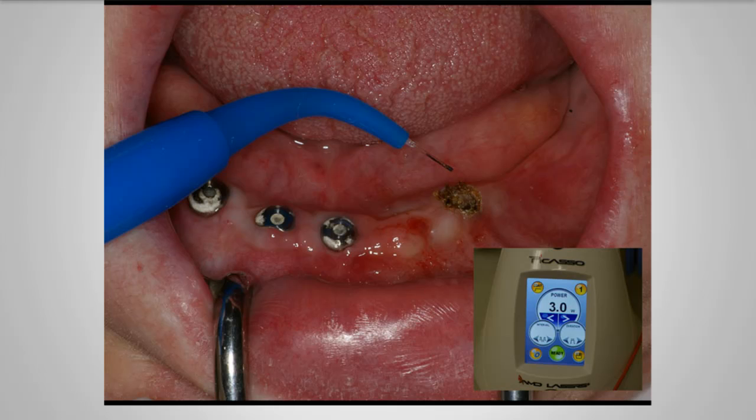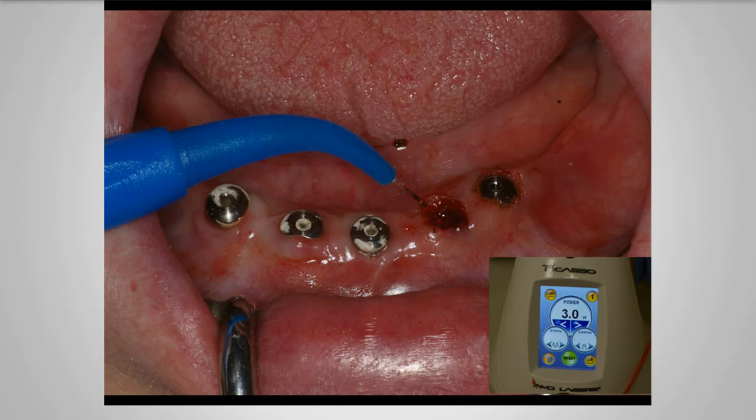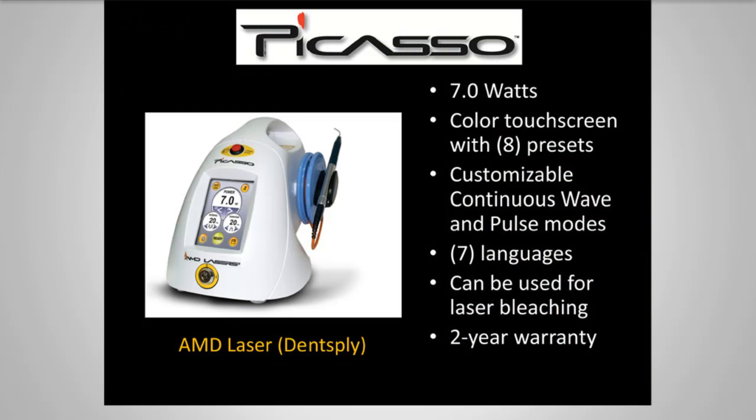And utilizing this laser, we atraumatically removed the gingival tissue that was covering these 2 implants. We started first from the most distal implant. We exposed that entirely, and then we moved on to the implant that was slightly more mesial. And again, using the AMD laser, the Picasso, we went ahead and exposed this implant as well.